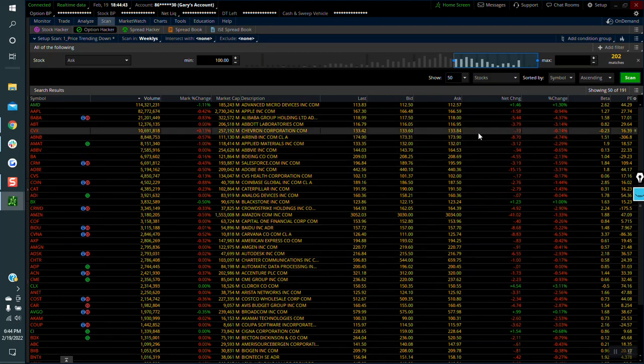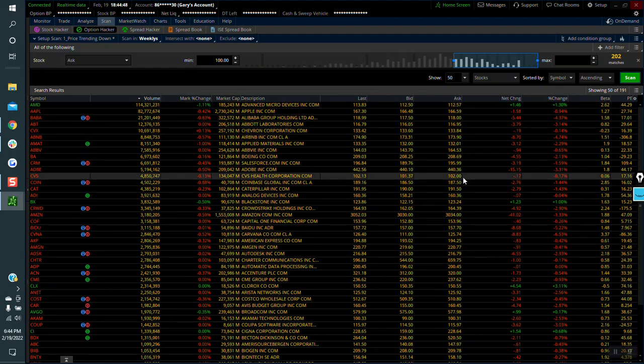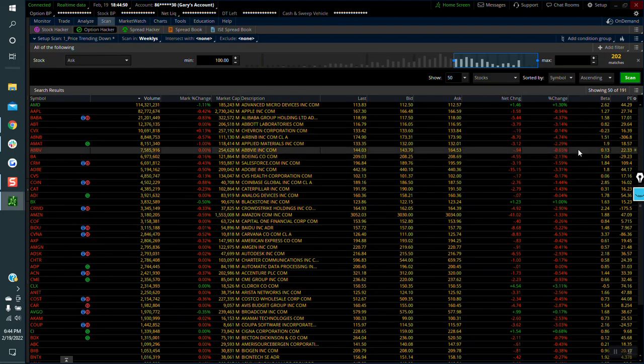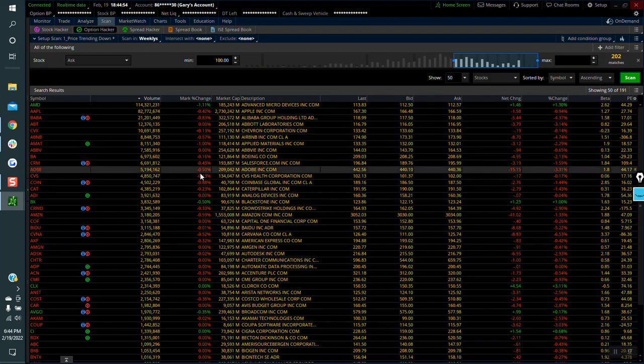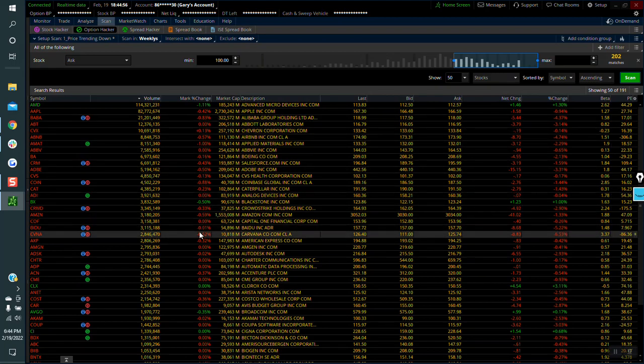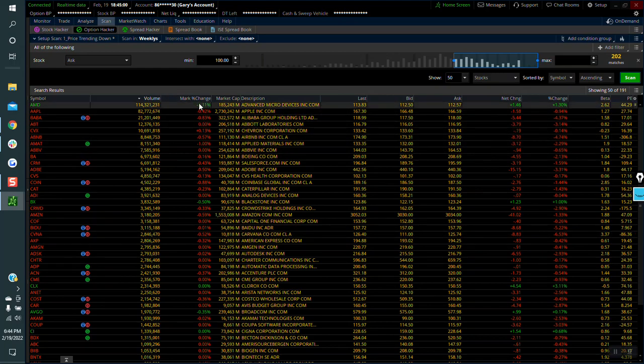This will give you the percent change in the pre-market session. If you just put percent change on your chart or on your watch list, it does not update until the cash session opens. The mark percent change actually gives you the live percentage movements in stocks in the pre-market session. So I really like using that.